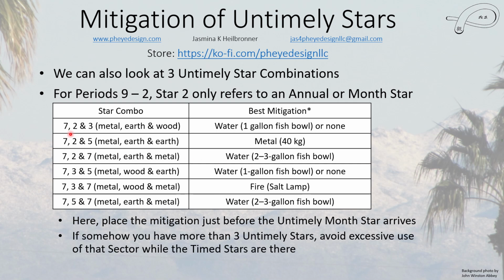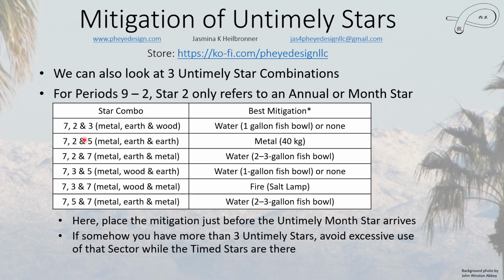Now, this one is a bit different because 7 is a metal star. So it changes the whole dynamics. And so that changes some of the things. Now here, the water comes from this combination. You've seen this before. But the metal, earth, and metal, I would say you need a little bit more water to reduce the metal.